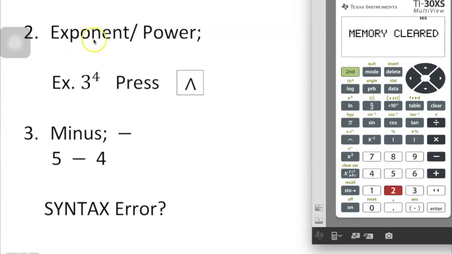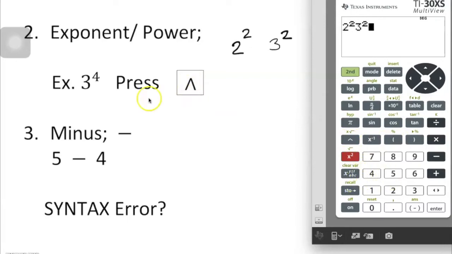Now, how do you type exponents and powers? For example, if we have something like 2 squared or 3 squared, we can easily use the x squared key. But when it is not a square, when it is some number other than 2, then we must press this caret key here. This caret is this one here.